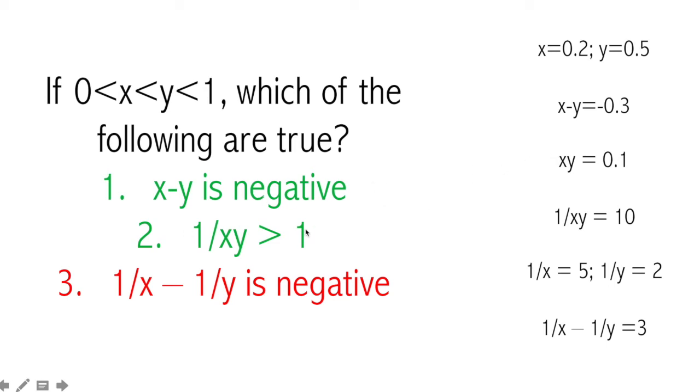1 by xy needs to be greater than 1. Now xy is equal to 0.1, since 0.2 times 0.5 is 0.1. And 1 by xy is therefore equal to 10, which is greater than 1. Therefore the second statement also holds true. The third statement, which is 1 by x minus 1 by y, is negative. 1 by x is 5, 1 by y is 2. 5 minus 2 is 3. This is positive, therefore the third statement does not hold true, and we have actually already solved the question. We know that 1 and 2 are correct, 3 is not correct.